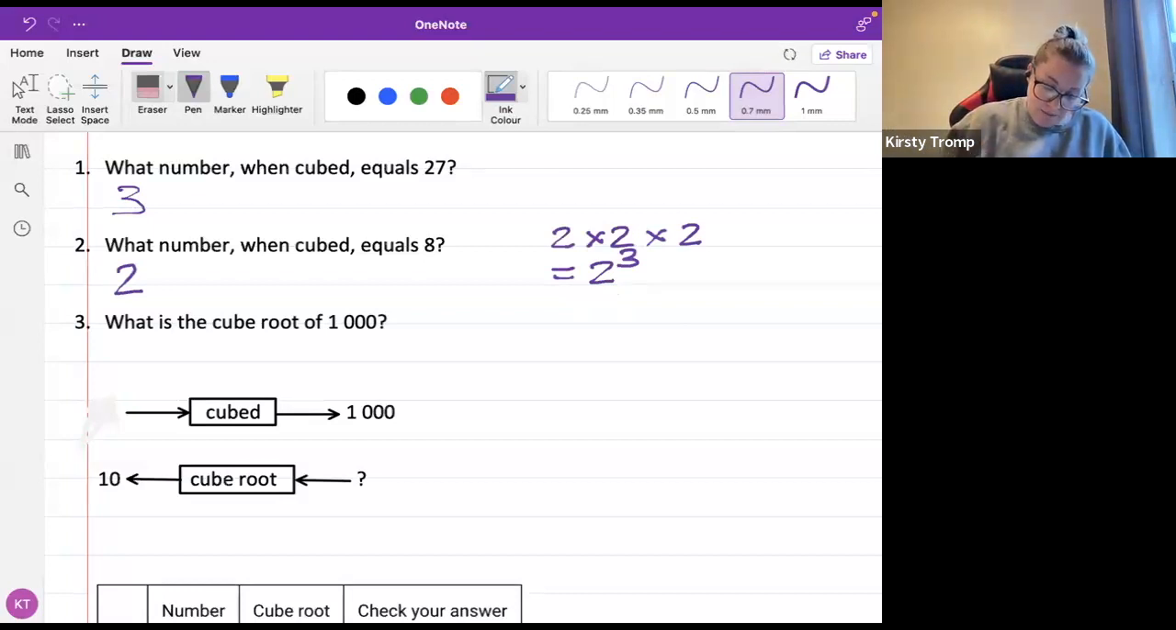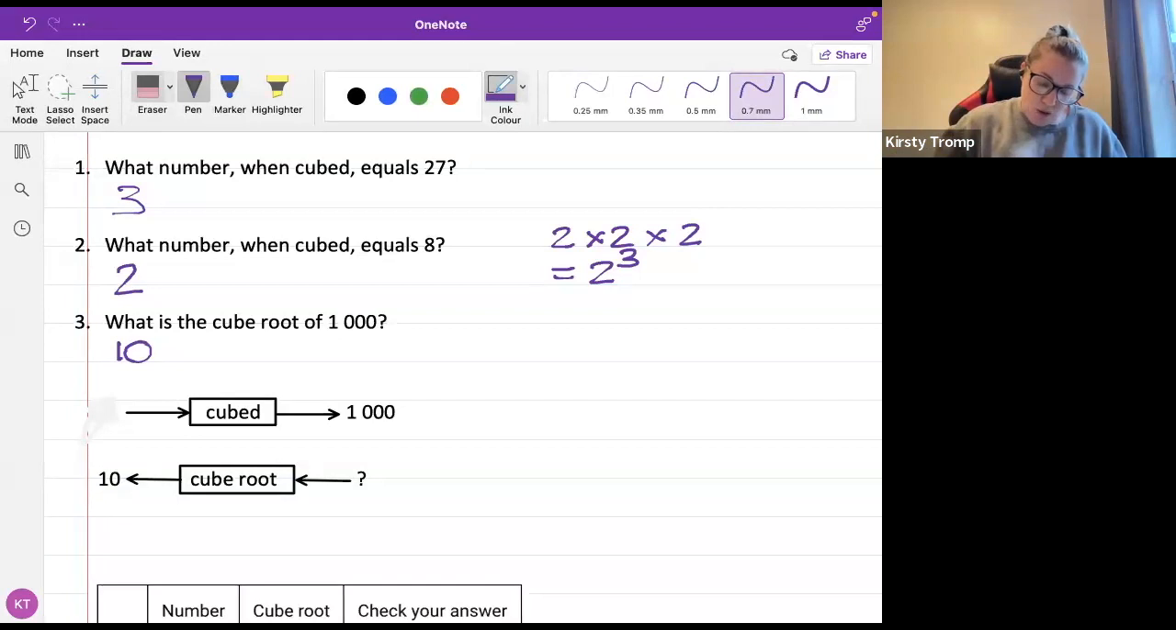And finally, number 3, what is the cube root of 1,000? I'm seeing lots of really good answers there. My answer is going to be 10. 10 times 10 times 10. Well done, everybody. Rock stars today. Really, really good work, everyone. So instead of saying to ourselves, what number when cubed, so many words, we just say to ourselves, what is the cube root of 1,000?